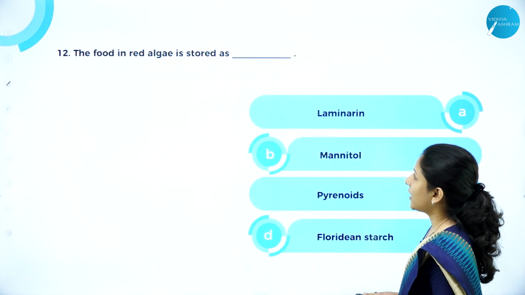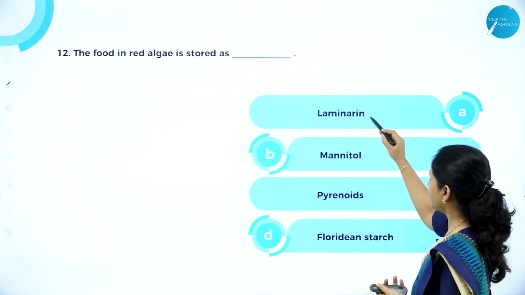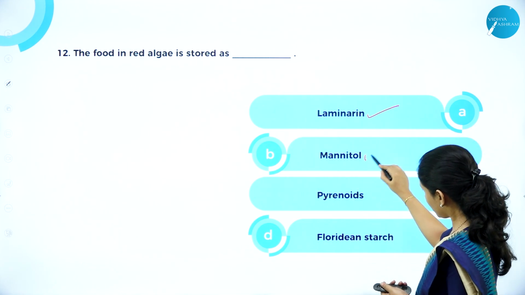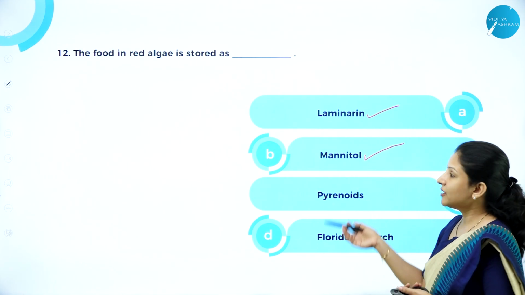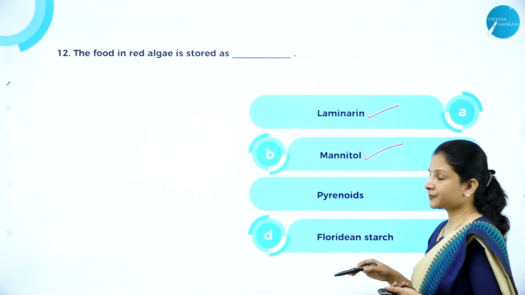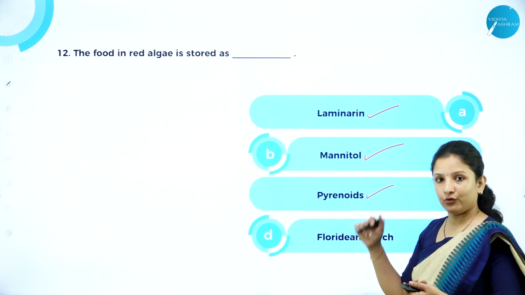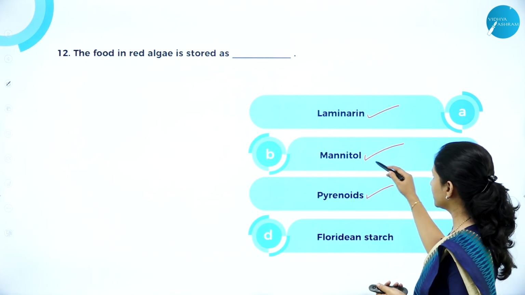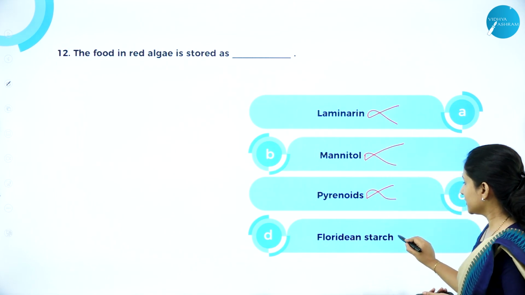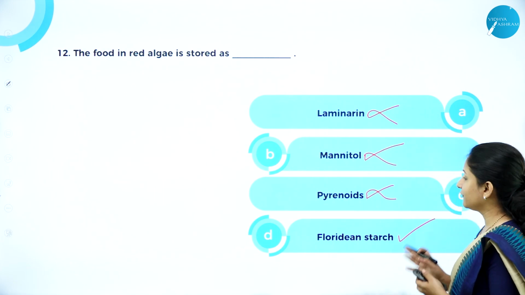Next, the food in red algae is stored as. In what form is it stored in red algae? Is it laminarin? No, laminarin is a complex carbohydrate. Mannitol is also a complex carbohydrate. Laminarin and mannitol are found in Phaeophyceae members. And pyrenoids are the storage bodies that are found in Chlorophyceae members. So, all these are the wrong answers. Therefore, the right answer here is Floridean starch. So, the food in red algae is stored as Floridean starch.